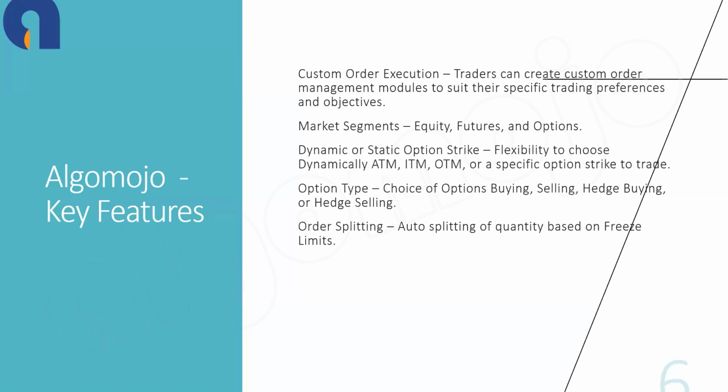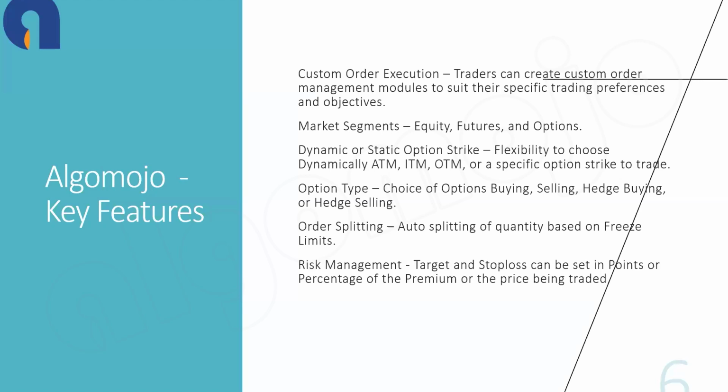In case you're placing orders which are more than the freeze quantity set by the exchange, the platform will take care of splitting the orders for you, splitting the total quantity that you need to trade. You need not worry about placing multiple orders to execute the entire quantity. We will take care of it. The platform will split the orders based on the quantity that you define.